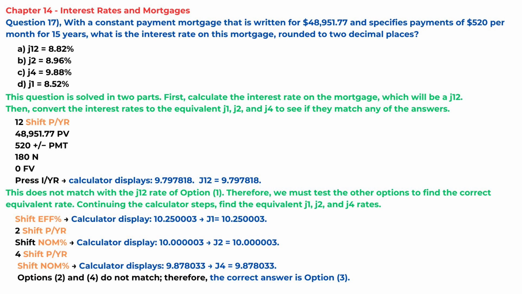Question 17. With a constant payment mortgage that is written for $48,951.77 and specifies payments of $520 per month for 15 years, what is the interest rate on this mortgage, rounded to 2 decimal places? This question is solved in 2 parts. First, calculate the interest rate on the mortgage, which will be a J12. Then, convert the interest rate to the equivalent J1, J2, and J4 to see if they match any of the answers. 12 shift PYR. 48,951.77 PV. 520 plus and minus sign and then press PMT. 180 N. 0 FV. Press IYR.